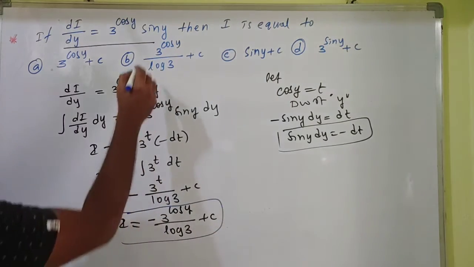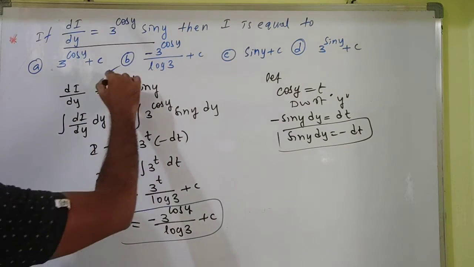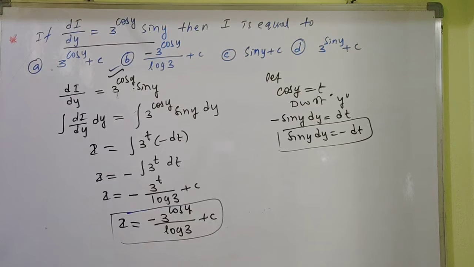Now it is the second. Here minus. Now B is the option. Now B is the answer.